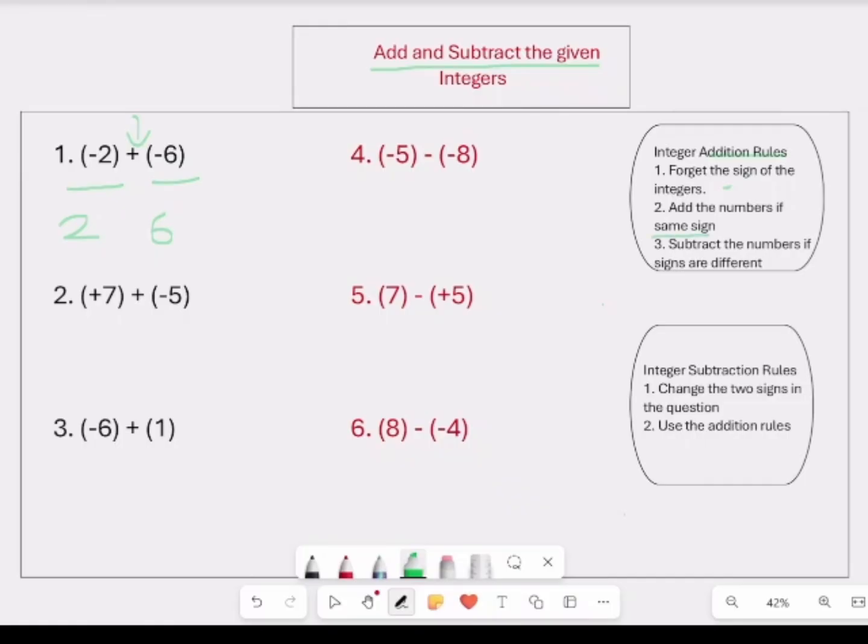Now what do we do? We just add the integers, they have the same sign, and once we add, we have 8. What is the sign that it carries? The sign will be -8. Why? Because the two integers have the same sign. So if the two integers have the same sign, we add the two integers and we use the same sign.